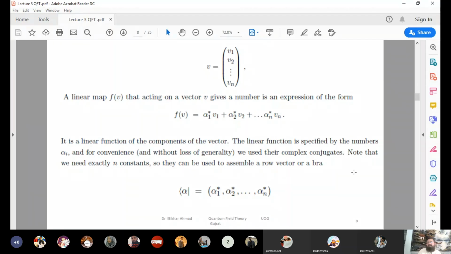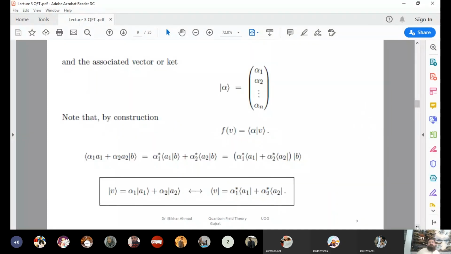of complex conjugates. So note that we need exactly n constants so that we can use to assemble a row vector or a bra vector. So when we are discussing a row vector, it means that that is a bra vector. And the associated vector, or ket vector, is equal to alpha, this is a ket vector. So if we can replace that bra vector with a ket vector, you can put a bar in before alpha and then put the bracket, so you can get this.